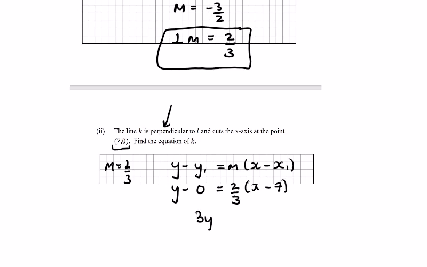So we're going to get 3y. We multiply both sides by 3, is equal to 2x minus 14. So 2x minus 3y is equal to 14.